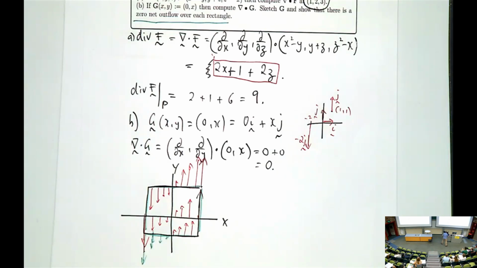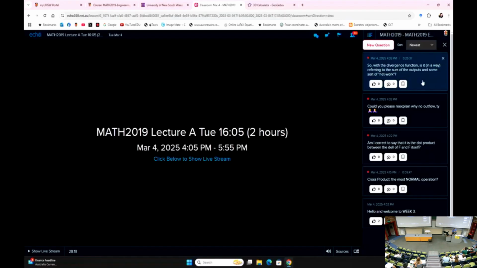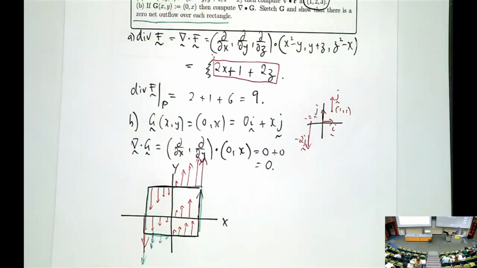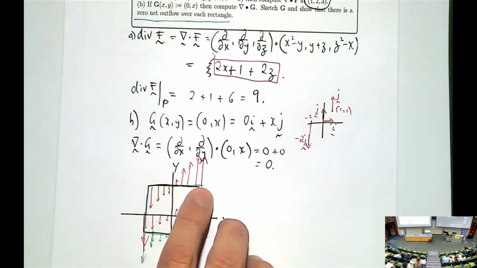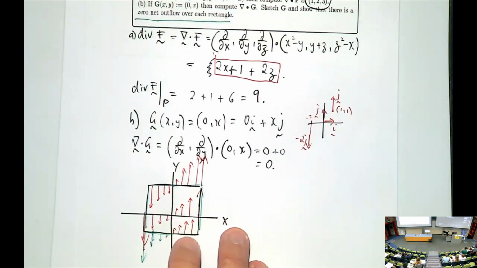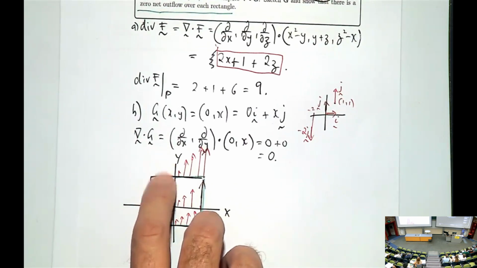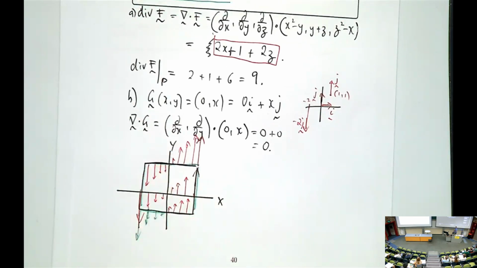More questions. Let's have a look online at home. All right, can you please explain why no outflow? Everything that goes through this edge that flows out also flows in at the same amount. Same here. Everything that flows out of there is replaced by everything that flows in there. Okay? That's what I mean. Okay, questions?